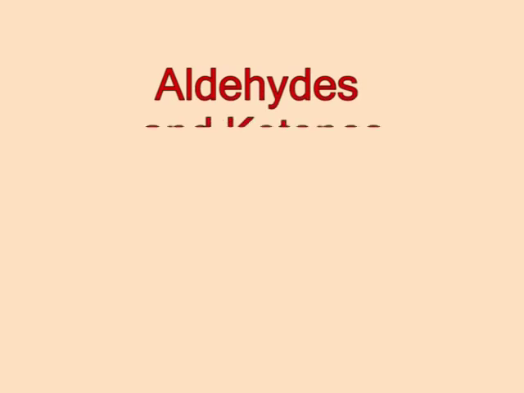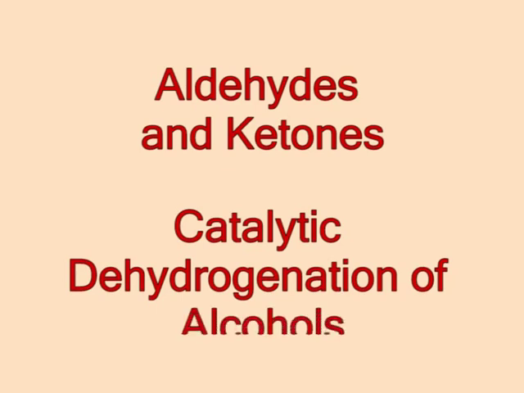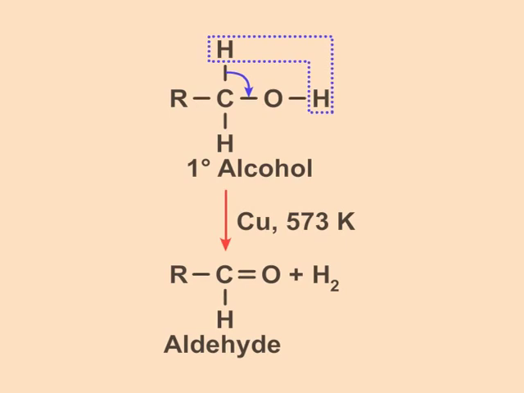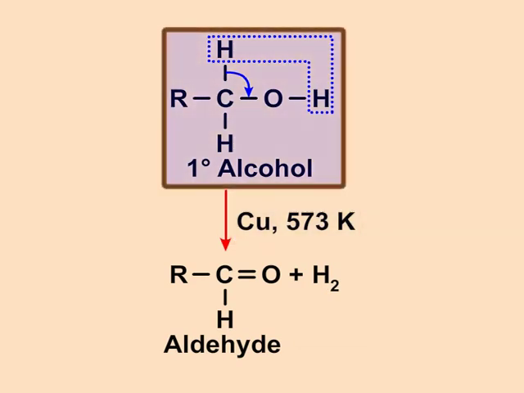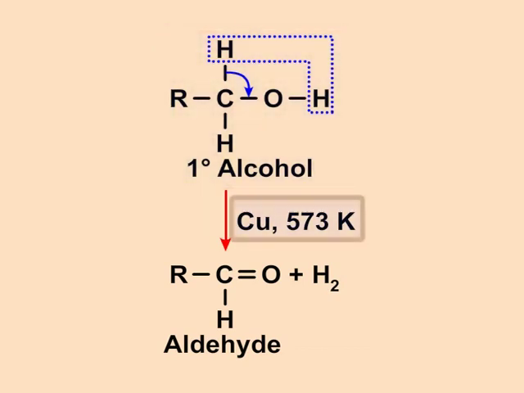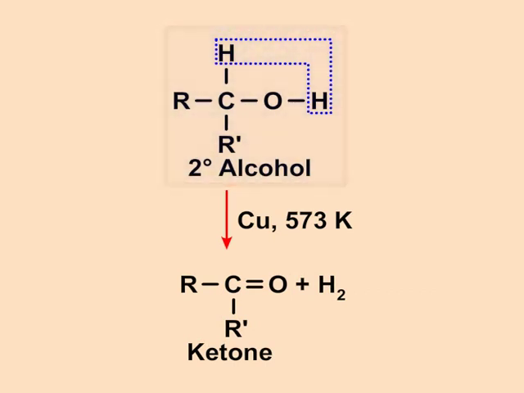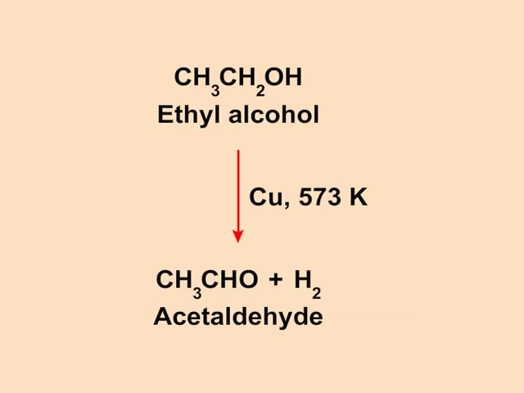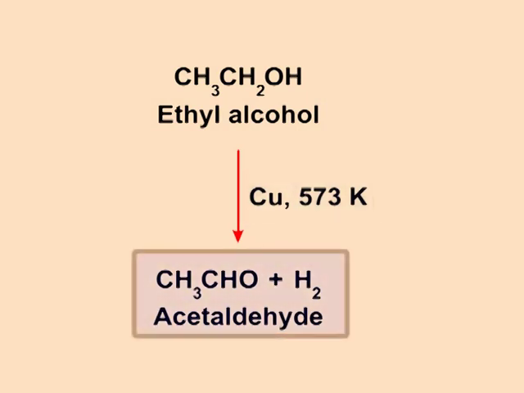Children, aldehydes and ketones can be prepared by the catalytic dehydrogenation of alcohols. It is carried out by passing the vapor of alcohol over reduced copper at 573 Kelvin. When vapors of primary alcohols are passed over heated copper at 573 Kelvin, they give aldehydes. Similarly, when vapors of secondary alcohol are passed over heated copper at 573 Kelvin, ketone is formed along with hydrogen. Let us take another example. When vapors of ethyl alcohol are passed over reduced copper at 573 Kelvin, acetaldehyde is formed along with hydrogen.